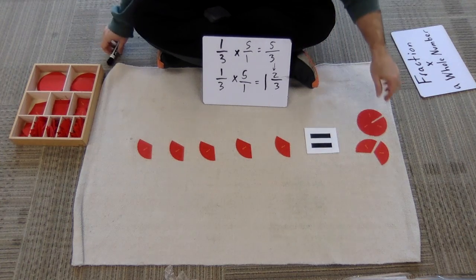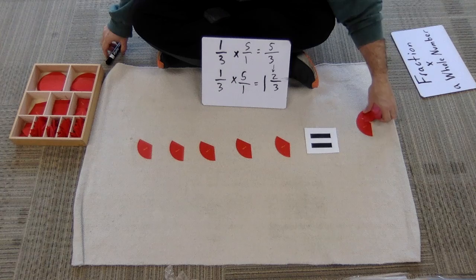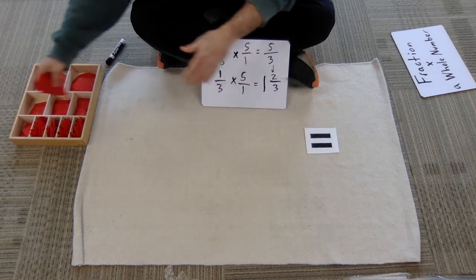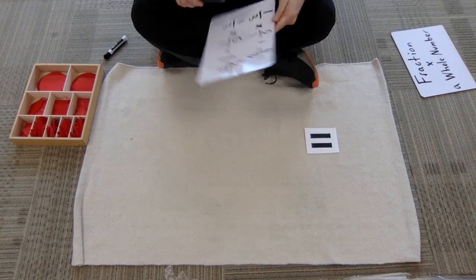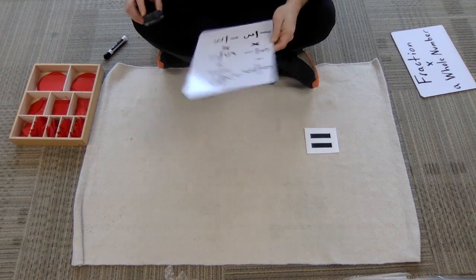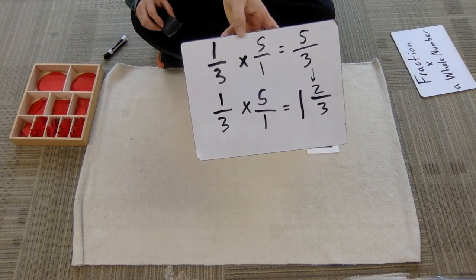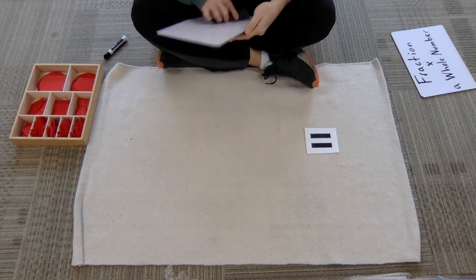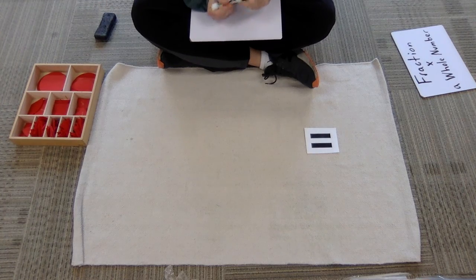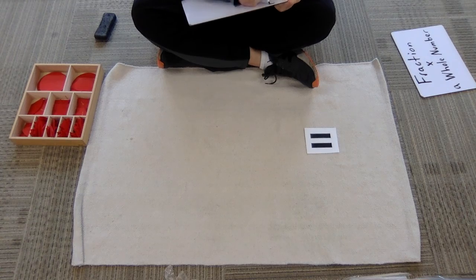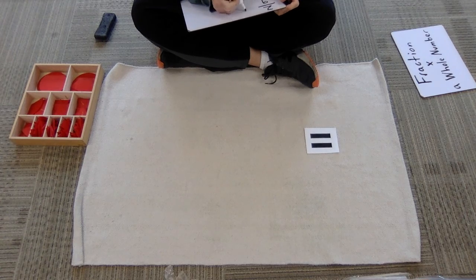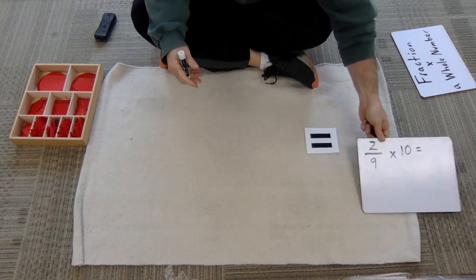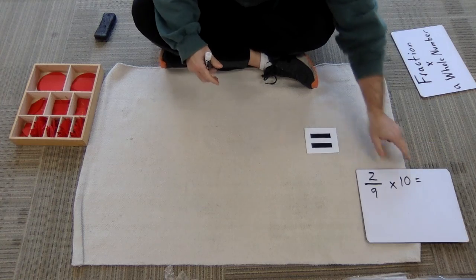Let me do another one here. So let's move this one out of the way. Let's do another one. Let me hold this up one more time for you guys to see. 5/3 is the same as 1 and 2/3. All right, the next problem we're going to do will be 2/9 times 10. So this is going to be our problem, 2/9 times 10.